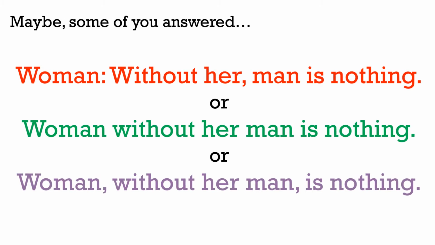Maybe some of you answered the first one. Woman, colon, without her, comma, man is nothing. Or the second one. Woman without her man is nothing, period. Or the last one. Woman, comma, without her man, comma, is nothing. If punctuated differently, the sentence would differ in meaning. And I guess this topic is pretty interesting to discuss.